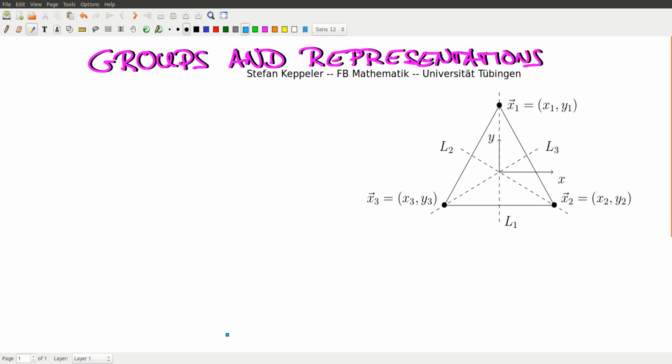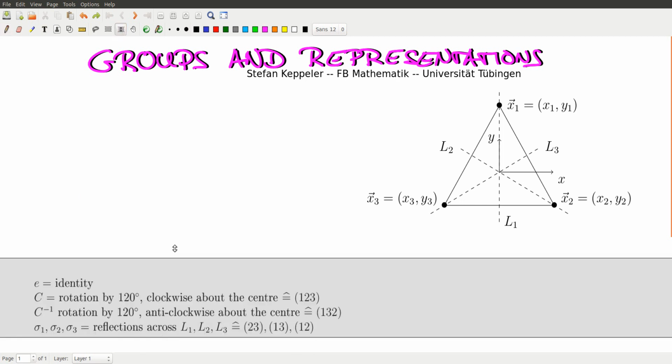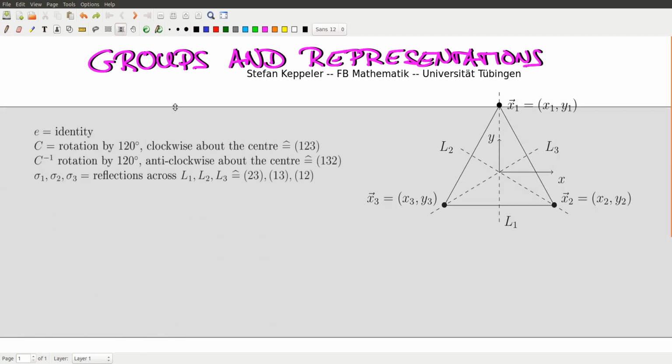Here's our equilateral triangle again. We put an XY coordinate system here with the origin in the center of the triangle, and then labeled the corners x1, x2, x3. And we discussed the symmetry group of this equilateral triangle before.